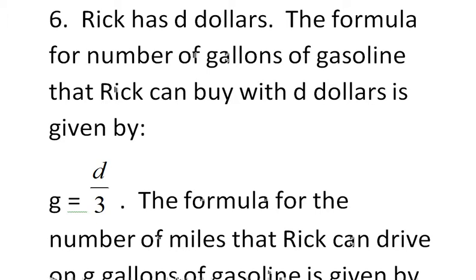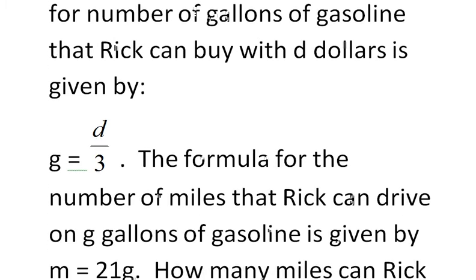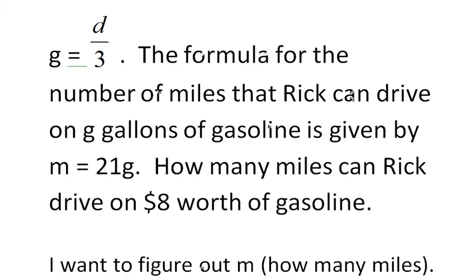So the first one we're going to take a look at is number 6. And it says, Rick has D dollars. The formula for the number of gallons of gasoline that Rick can buy with D dollars is given by G equals D over 3. So in other words, the gallons equals the number of dollars divided by 3. The formula for the number of miles that Rick can drive on G gallons of gas is given by M, the miles, is 21 times the gallon. In other words, Rick can get 21 miles per gallon of gas he has. How many miles can Rick drive on $8 worth of gasoline?